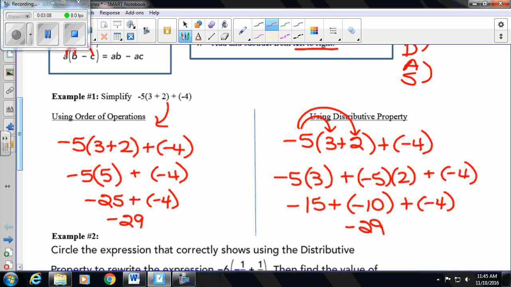Now, you can choose either way. For me, if I was working with just the integers like we were here, I would use the order of operations over the distributive property. When we get into a little bit more algebra later on, we're going to have to use the distributive property to simplify first.